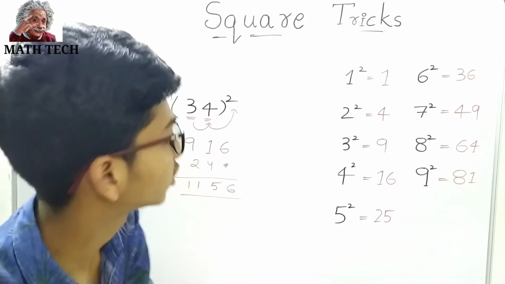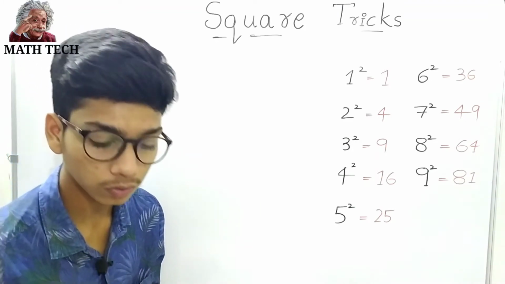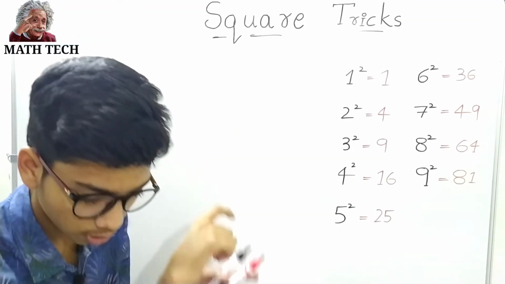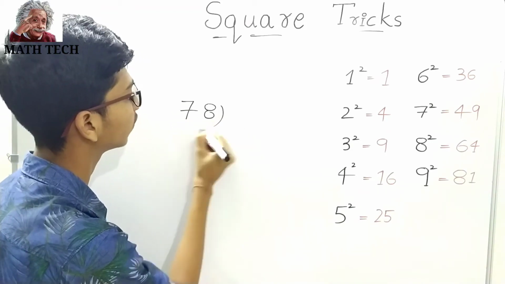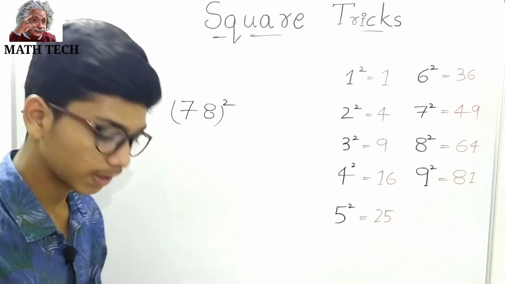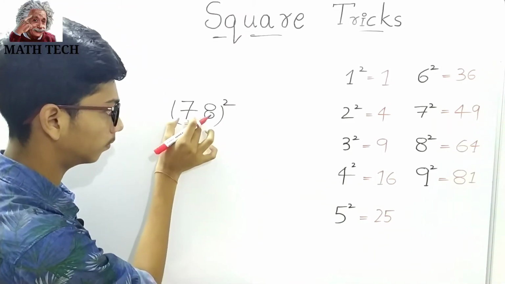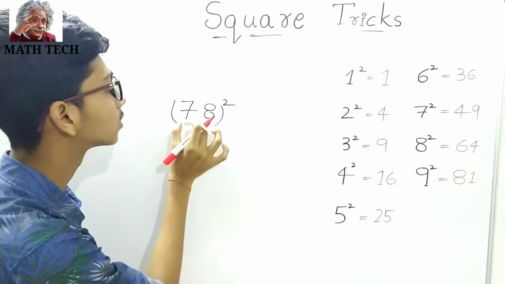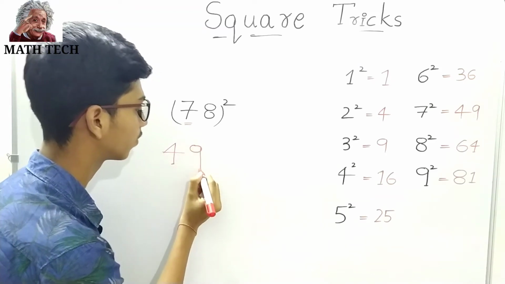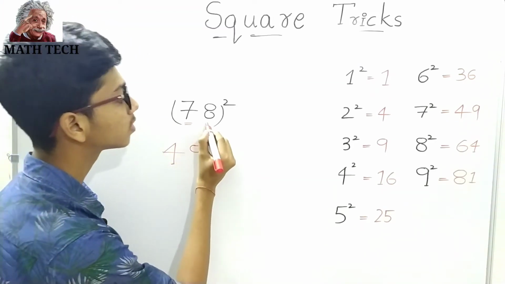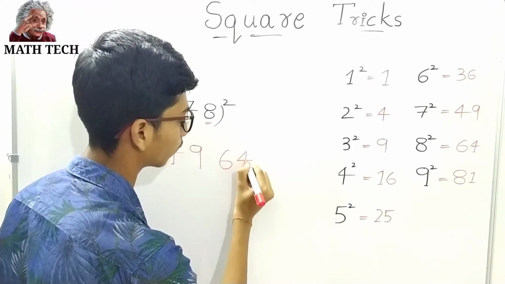For your better understanding, let's take another example. Don't quit now. Watch till the end for the best results. Let's take the example of 78 square. Step 1 is to take the tens digit term and square it. The tens digit term is 7 here and the square of 7 is 49. The second step is to choose the ones digit term and square it. 8 square is 64.